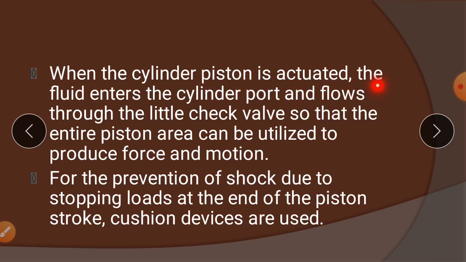When the cylinder piston is actuated, the fluid enters the cylinder port and flows through the little check valve so that the entire piston area can be utilized to produce the force and motion. For the prevention of shock due to stopping loads at the end of the piston stroke, cushioning devices are used.